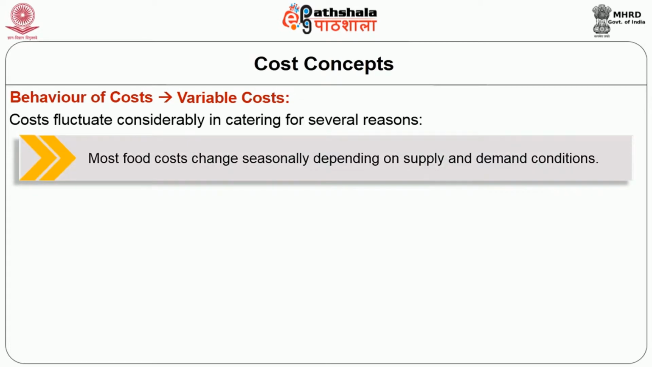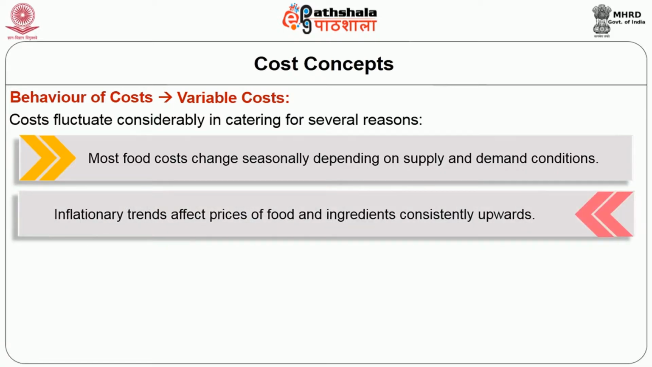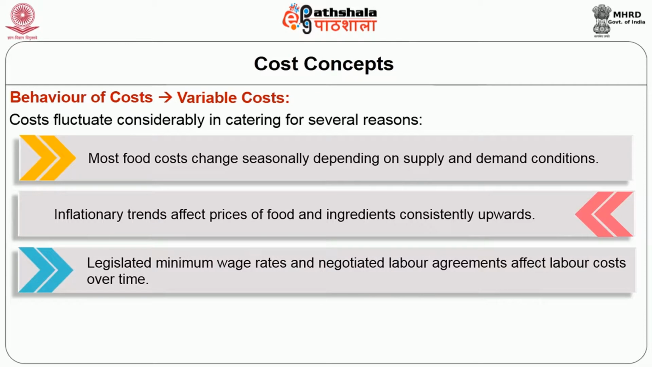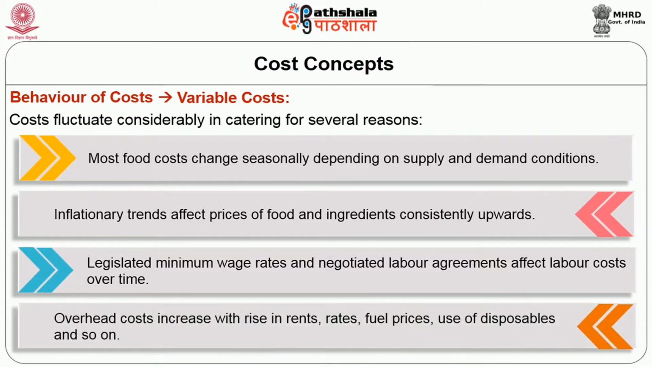Most food costs change seasonally depending on supply and demand conditions. Inflationary trends affect prices of food and ingredients consistently upwards. Legislated minimum wage rates and negotiated labor agreements affect labor cost over time. Overhead costs increase with rise in rents, rates, fuel prices, use of disposables, and so on.